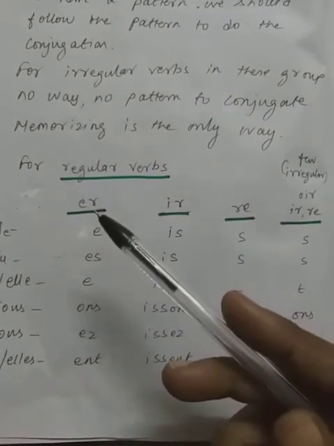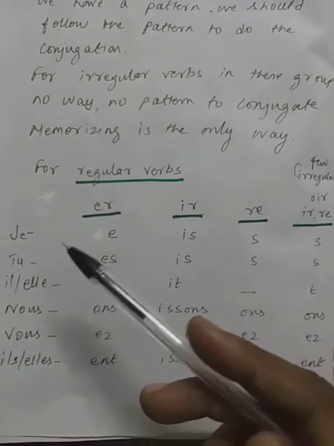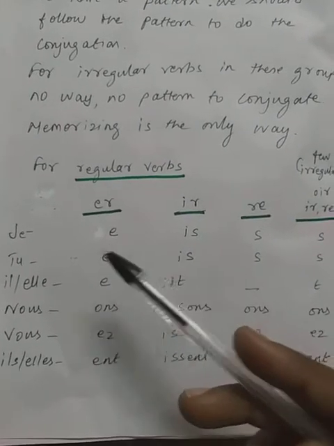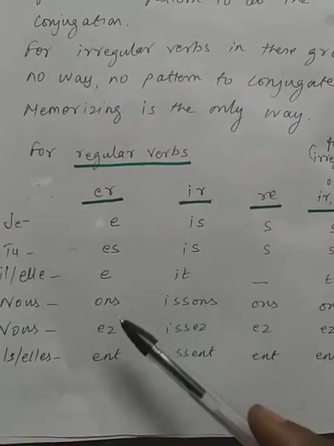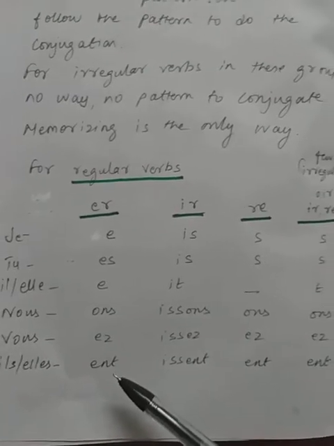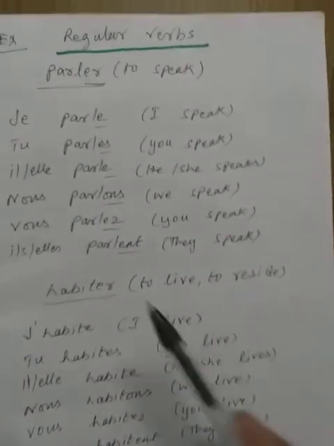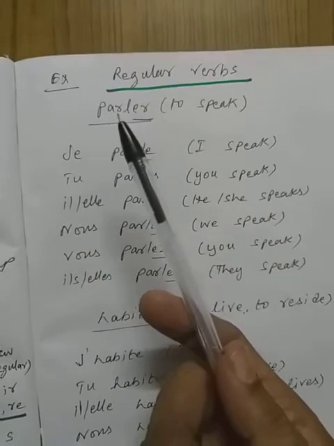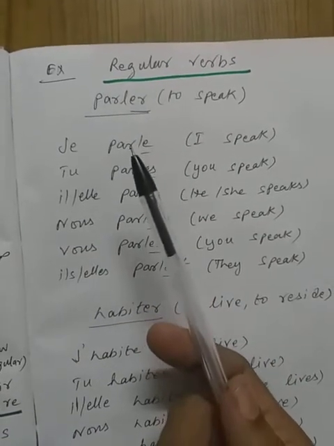Here the endings are given. For ER verbs, what do you have to do? Replace the ER by E for first person, second person, third person singular, then first person, second person, third person plural. The same thing you have to do. Look here. Now retain PARL. That you have to retain in the conjugation.